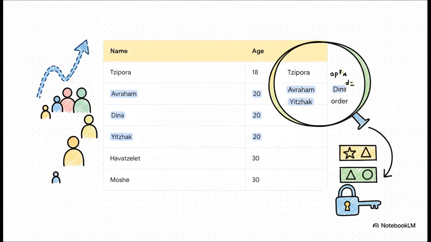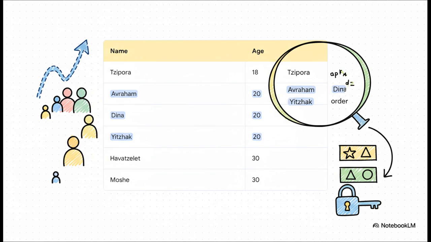Okay, now watch this. We run a stable sort on this list. But this time, we're sorting by age. The list is sorted by age, for sure, 18, 20, 30. But the magic is right here, with the 20-year-olds. Their original alphabetical order, Avram, Dina, Yitzhak, is perfectly preserved.